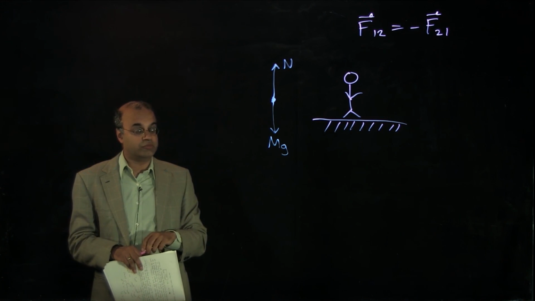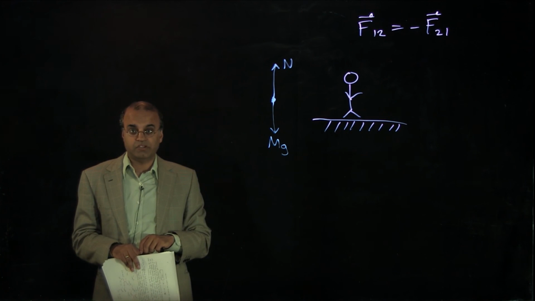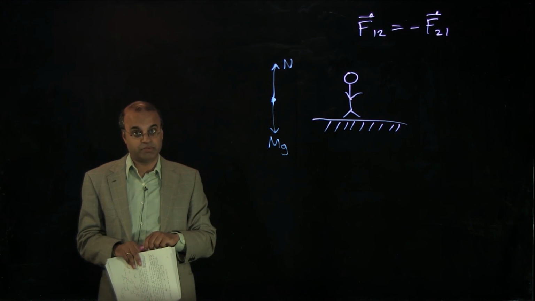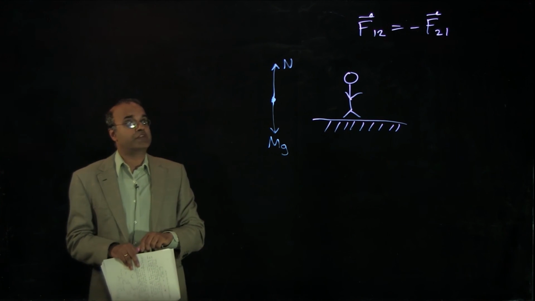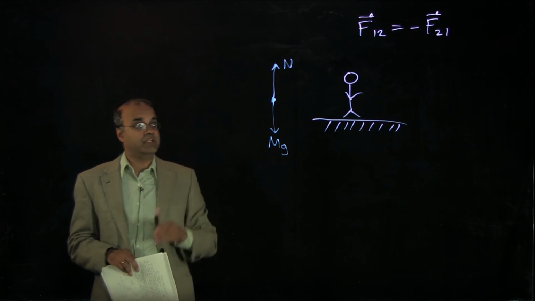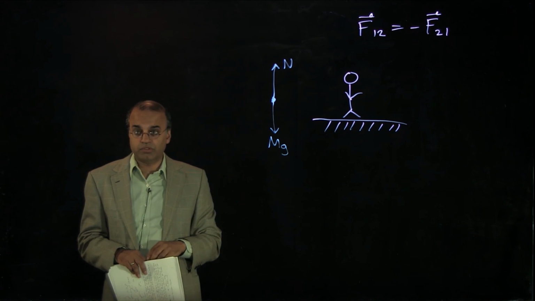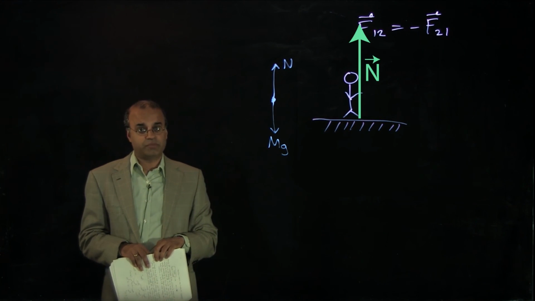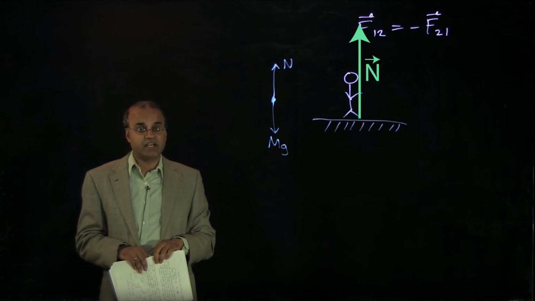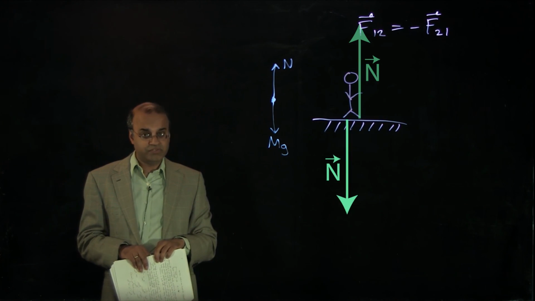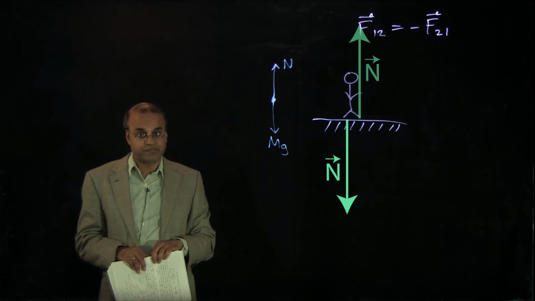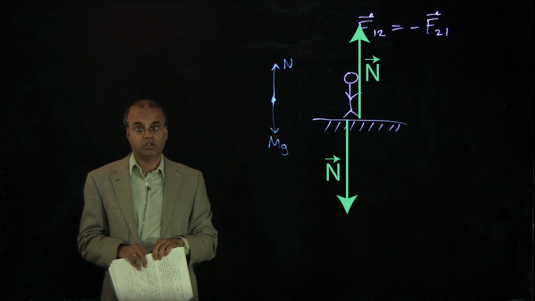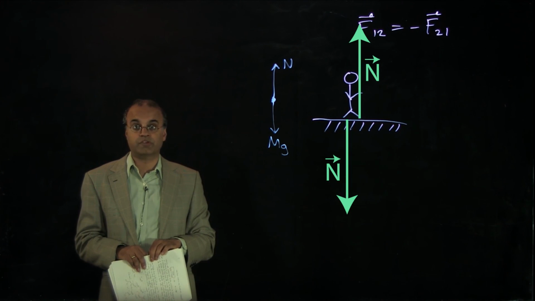Mg downward exerted by the Earth on the person is paired with mg upward on the Earth exerted by the person. Now, for the normal force acting on the person, that force is exerted by the ground. So the ground exerts an upward force N on the person. Newton's third law tells us that that means that the person must exert a downward force N on the ground. That is the interaction pair for Newton's third law for the normal force.